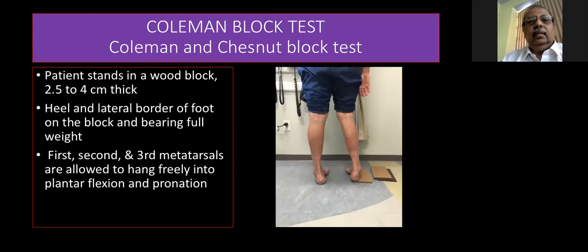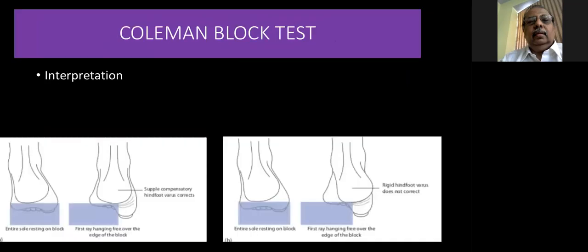The heel varus disappears. So when they are standing on the block with the whole of the sole of the foot, you find that the varus is there. When you are allowing the medial metatarsals to hang down and go into plantar flexion, this will disappear. This is what is called the Coleman block test. See what is happening. Here, you are keeping the entire sole of the foot resting on the block. What is happening? The heel is in varus. You are allowing the first ray to hang freely down. It disappears.